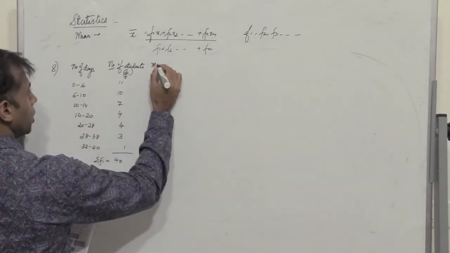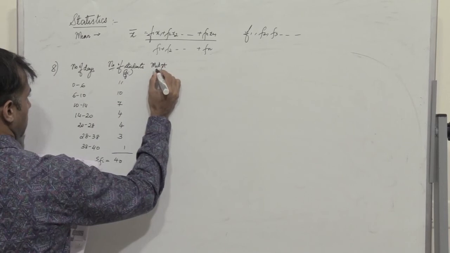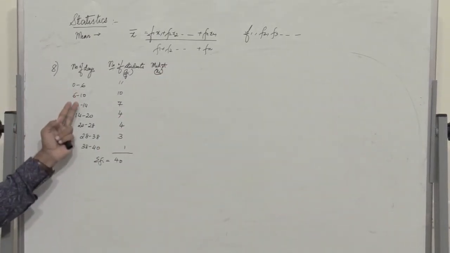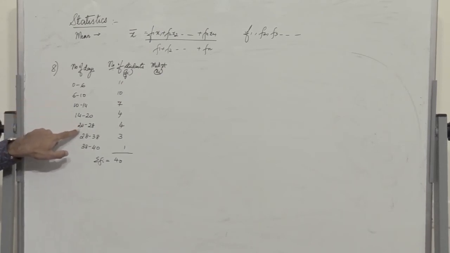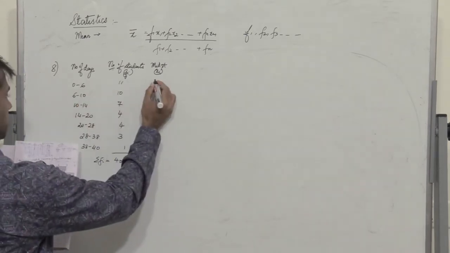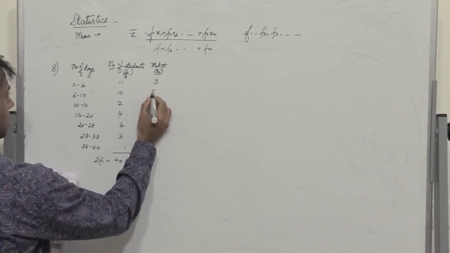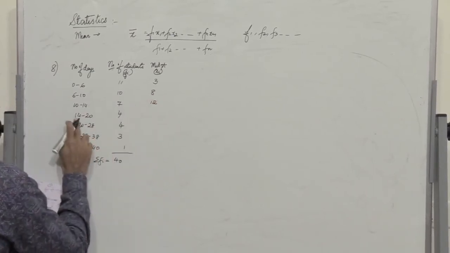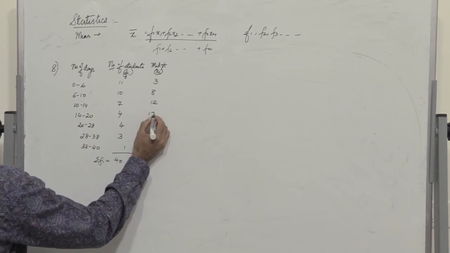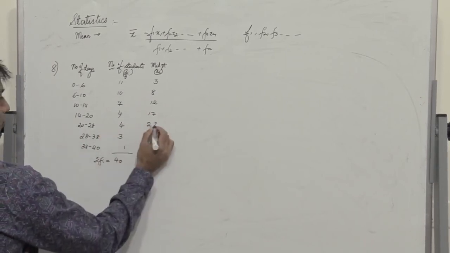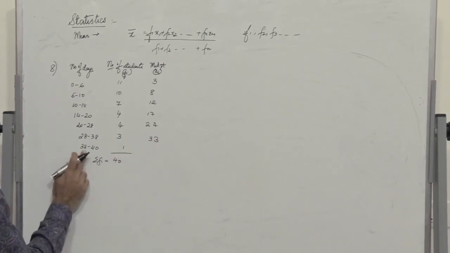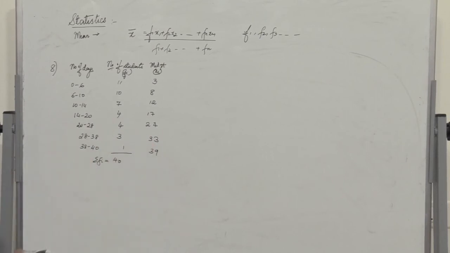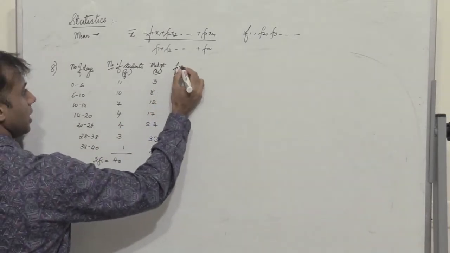So let's find the midpoint xi. So we find that the range value h is not the same here. So here it is 6, here it is 4, 4, here it is 6 again, 8, 10 and 2. Okay. So let's find the midpoint. So between 0 and 6 it is 3, 6 and 10 it is 8, so here it is 12. So between 14 and 20 is 17, here it is 24, and between 28 and 38 is 33, and 38 and 40 is 39. So find Fi xi.